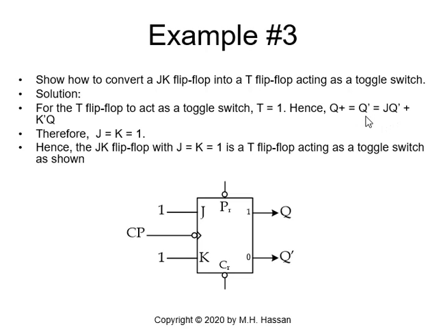If Q plus is equal to Q prime, J has to be equal to 1, and K has to be equal to 1, because for the second term, K prime Q has to go to 0, so you will get Q prime. Right? Hence, the JK flip-flop with J equal to K is the T flip-flop acting as a toggle switch as shown. You take a normal JK flip-flop with J and K open circuited, or you take them to 1, and this will act as a normal T flip-flop as a toggle switch. An excellent device for counters.